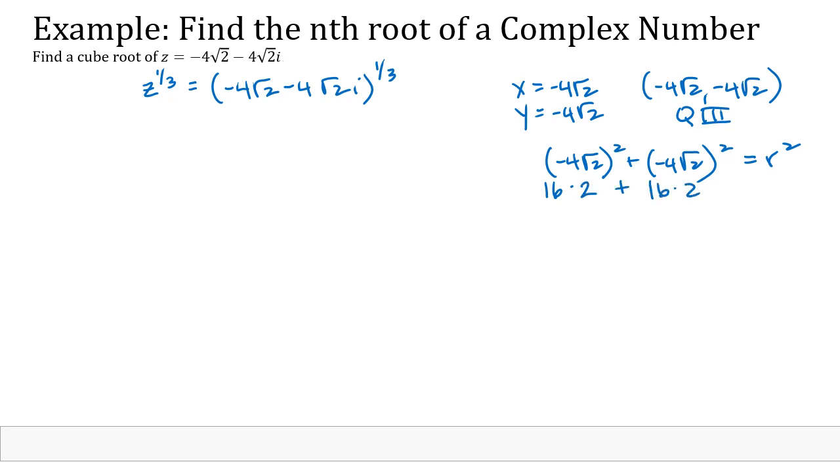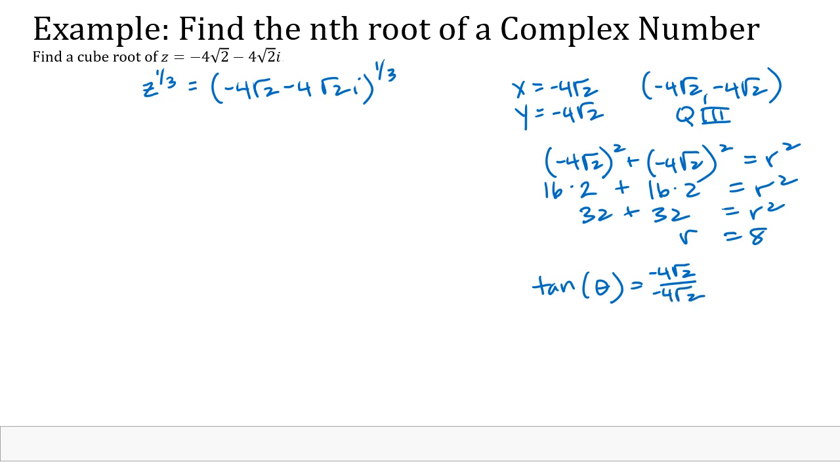All right, so I get that twice. So I get 32 plus 32. Looks like 64, and the square root of 64 is 8, so that turned out nice. Now I need to find out what theta is, and I can use tangent, sine, or cosine. I'm going to use tangent because my y value and my x value are the same.